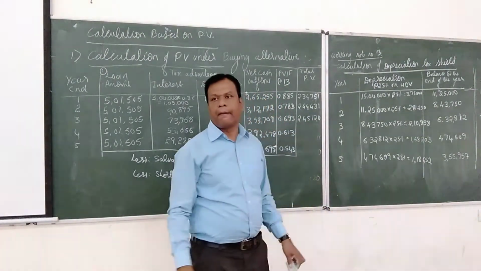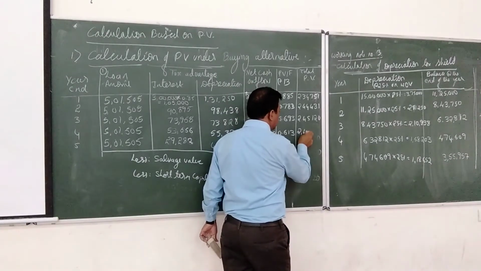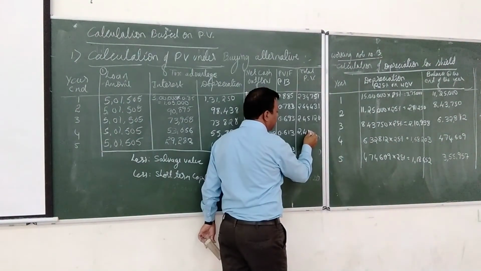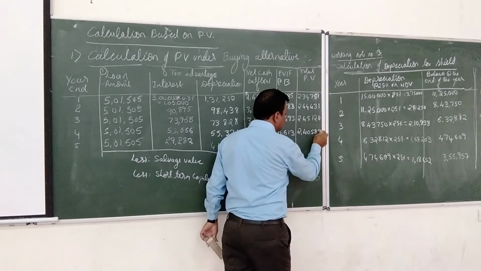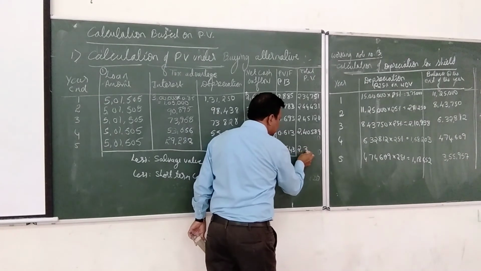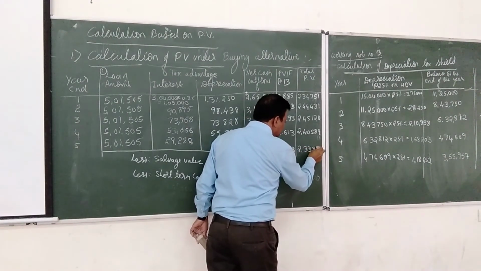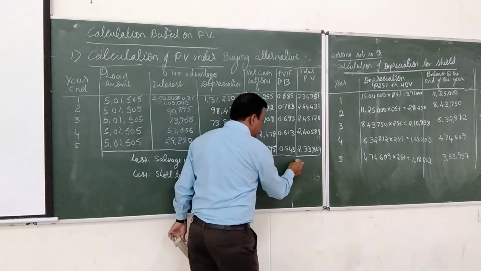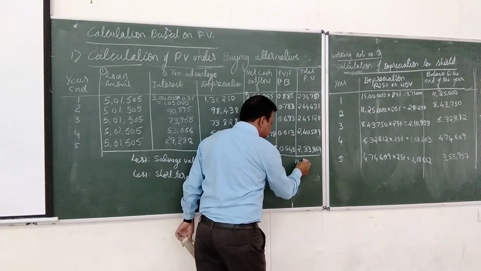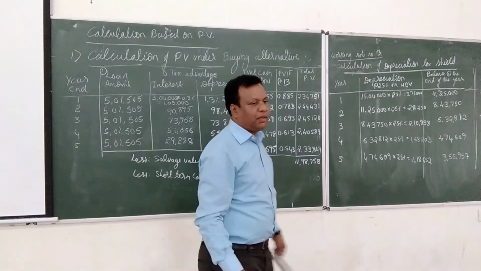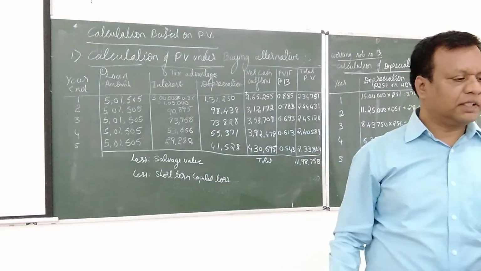Next. 2 lakh. 2 lakh. 8. Totally, how much total comes? 11 lakh 98,750. Is it correct? 11 lakh 98,758.